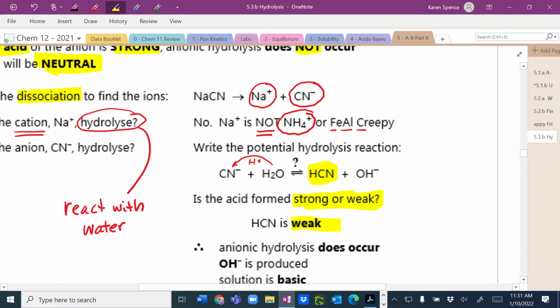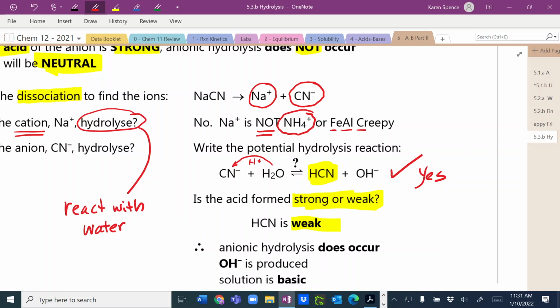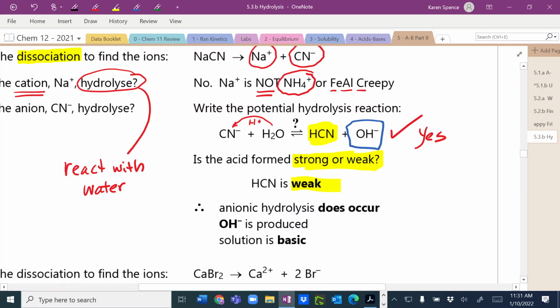If it is weak, does that reaction take place? Does that hydrolysis take place? Yes. Okay, so we say yes, this happens. And once it happens, you have to say, does it make hydronium or does it make hydroxide? This one makes hydroxide. And if it makes hydroxide, it is going to be basic.